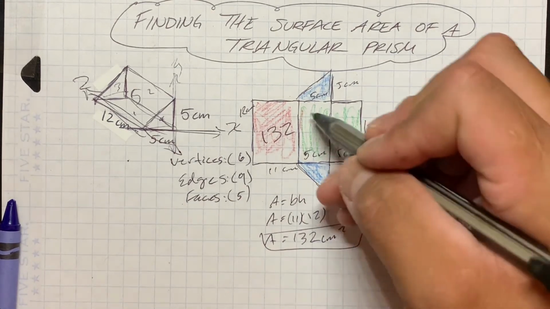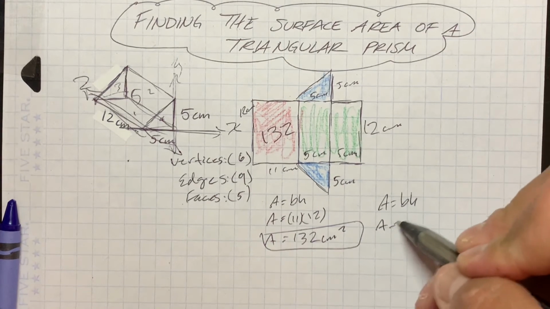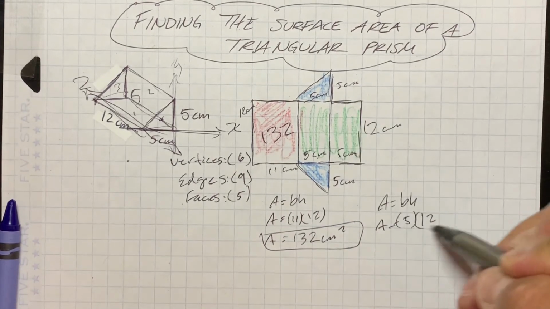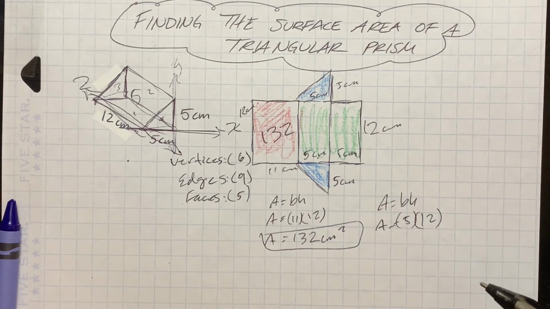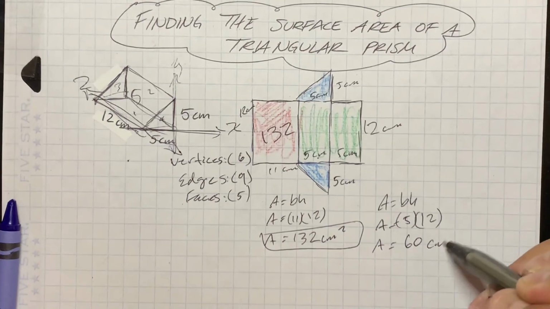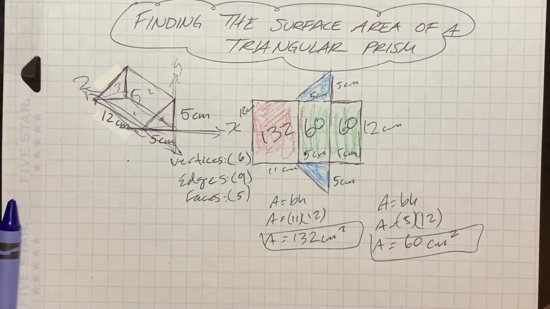All right, and then again for the green ones, area equals base times height because they are squares. The base here is 5 centimeters. The height here is 12 centimeters. Okay, and 12 times 5, that will give us 60. So this will be 60 centimeters squared. So this is 60 and this is 60 centimeters squared each.